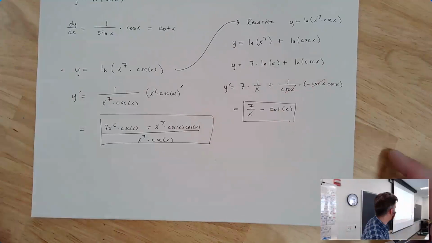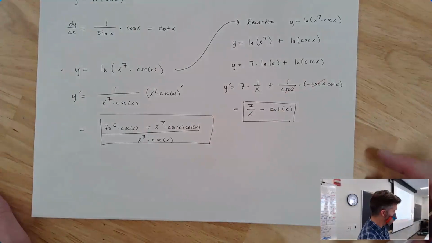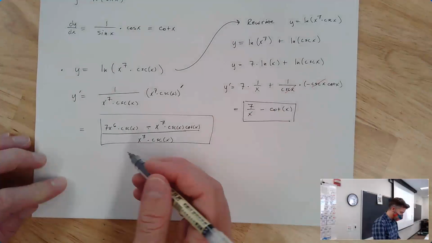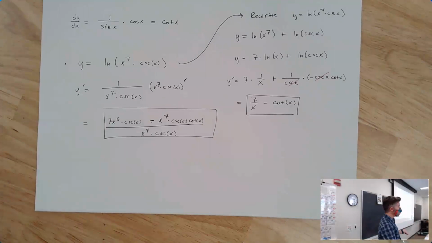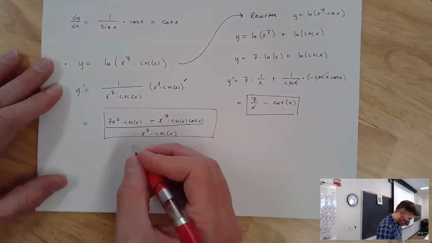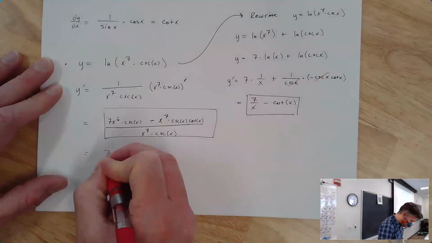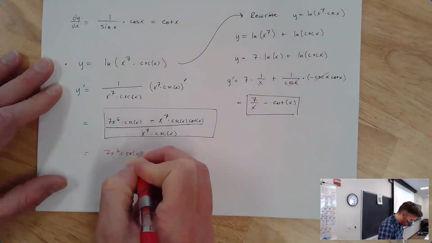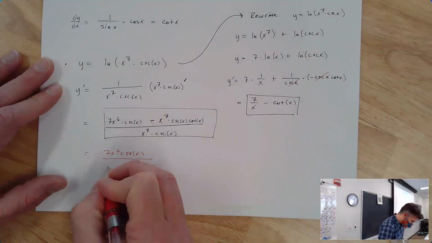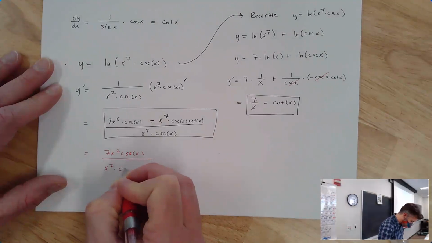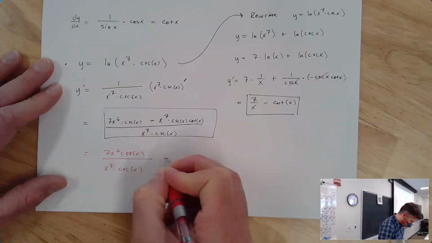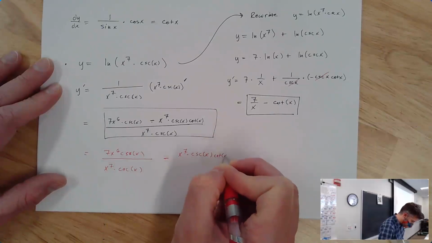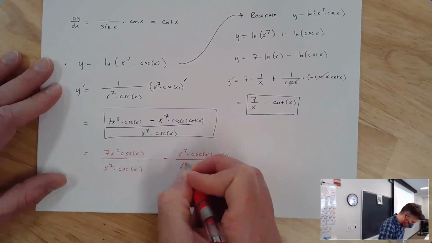Those sure don't look the same. Are they the same? Yes, they're the same. You could totally simplify this if you wanted to. Normally I wouldn't, but just to see they're the same, let's go ahead and do it. If you break this apart as 7x to the 6th times cosecant of x over x to the 7th times cosecant of x, minus x to the 7th times cosecant of x times cotangent of x, over x to the 7th times cosecant of x.